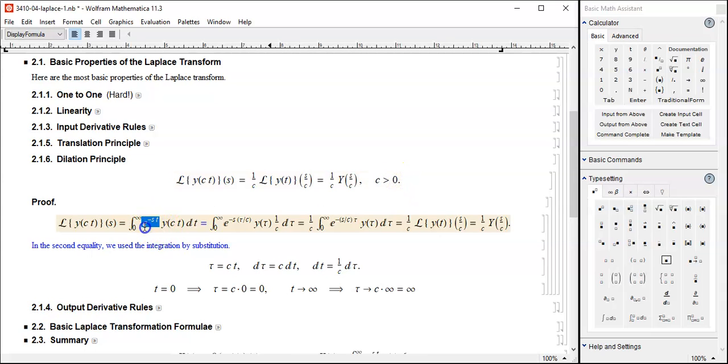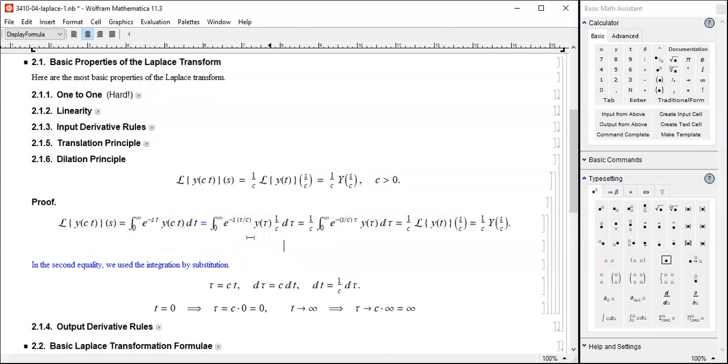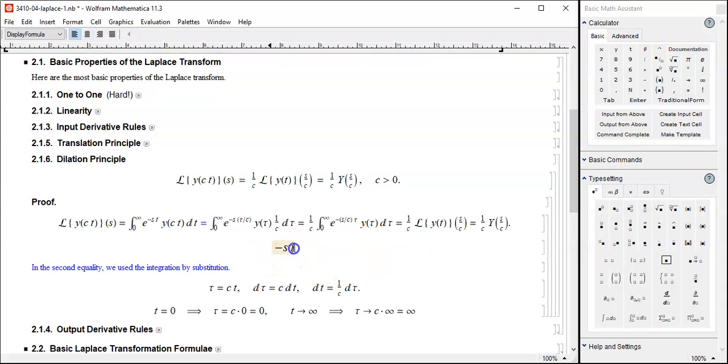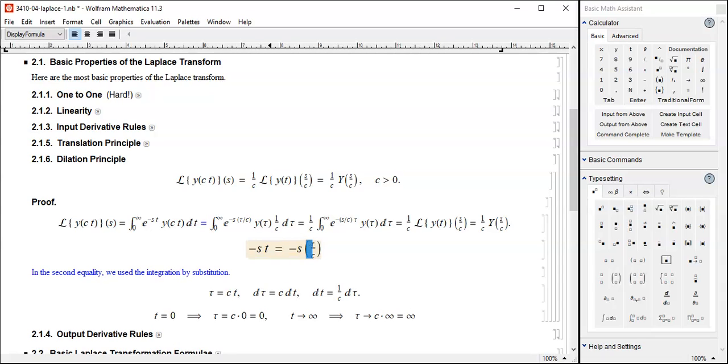Let's look at this carefully, e to the negative st, especially look at the power only because the base is the same. So we have negative s times t. Let me expand the font even further. But t is the same as what? Tau over c, isn't it? And that can be rewritten as s over c times tau, like this. So I'm basically shifting this denominator to the other number.